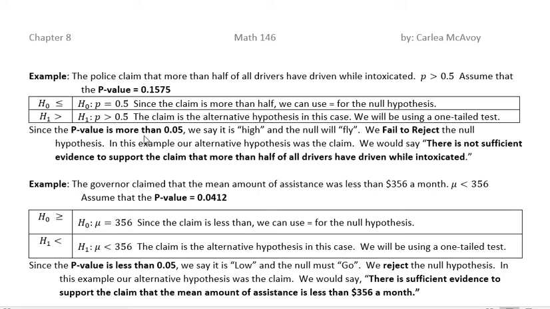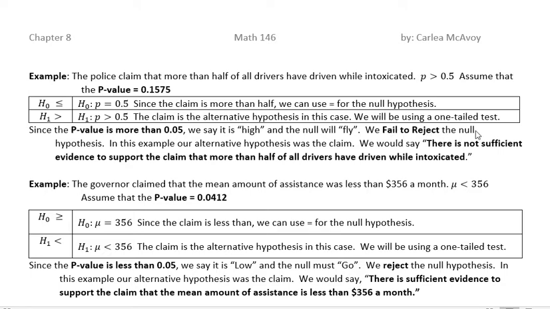Okay, the p-value is greater than 0.05. So we say it's high and the null will fly. In other words, we fail to reject the null hypothesis. Now, in this case, the claim was the alternative hypothesis. So we would say there is not sufficient evidence to support the claim that more than half of all drivers have driven while intoxicated.